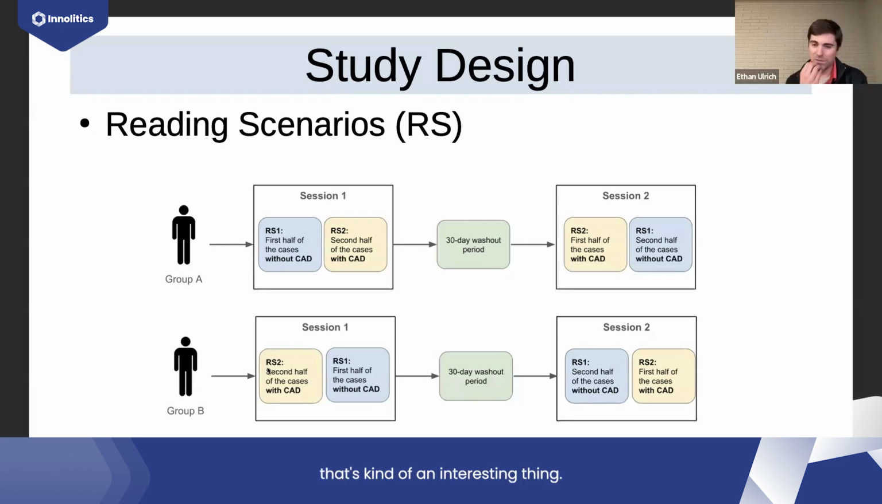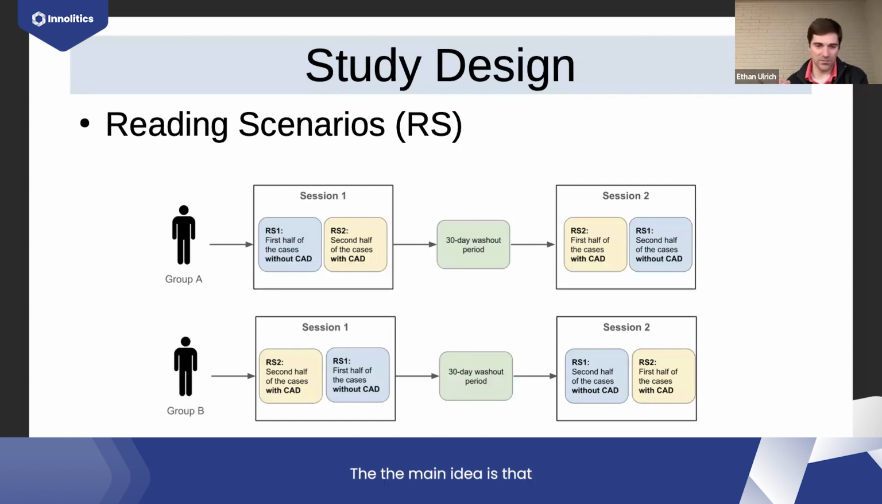So that's an interesting thing, and it is quite a bit of bookkeeping to set up a study like this, making sure that every reader is reading every case and that they're read in different orders and in different reading scenarios. So it is pretty complicated. I hope this diagram, kudos to Mary M for putting it together, is helpful.